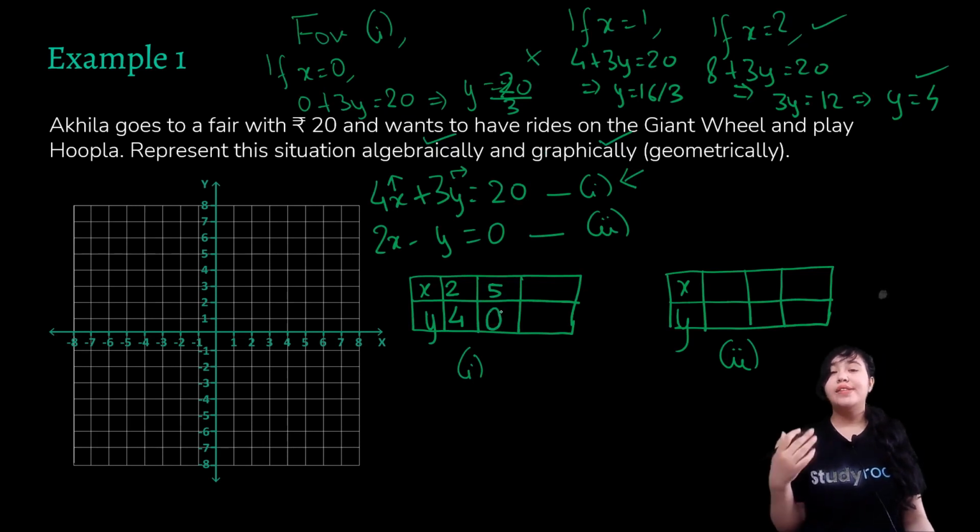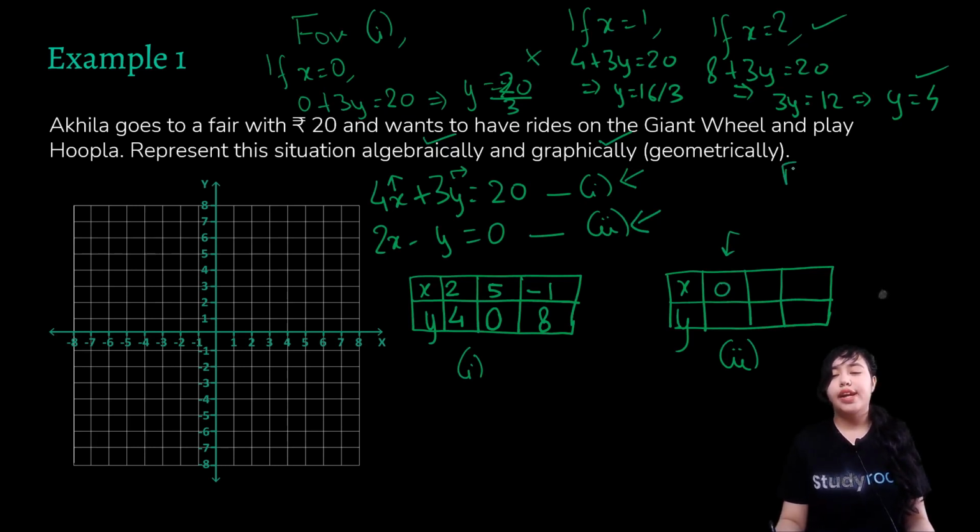We could also have some negative values of x. Let me take x as minus 1, so you'll get minus 4 plus 3y as 20, 3y becomes 24, y becomes 8. Now all your focus should be on this second chocolate bar. So let's refer to the second equation now. So let me take x as 0. So you will write like this for the second equation.